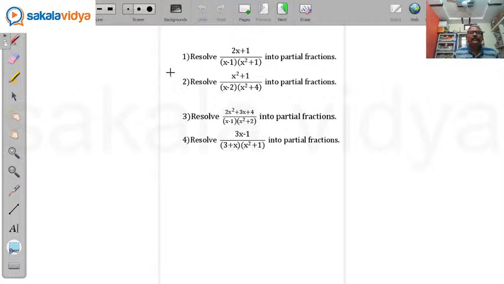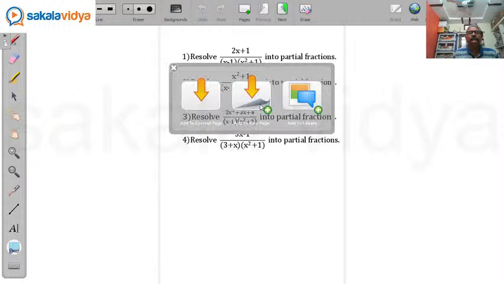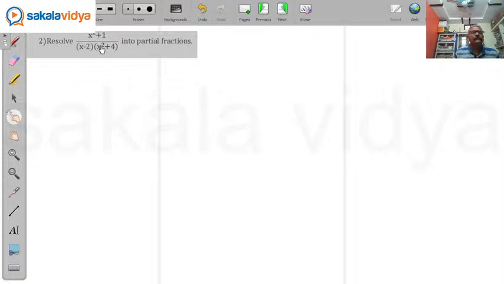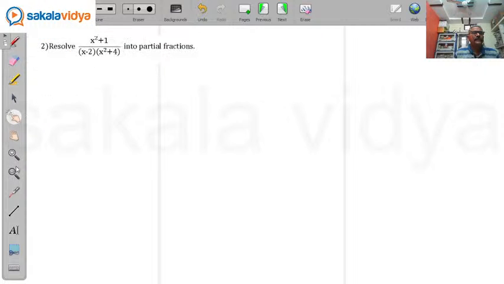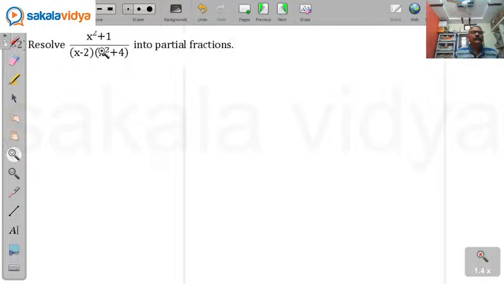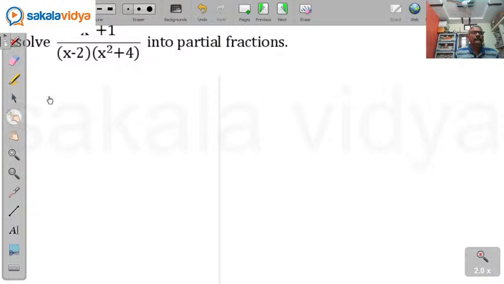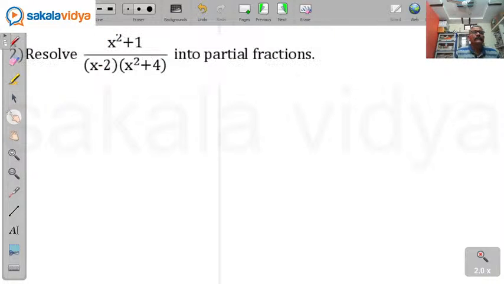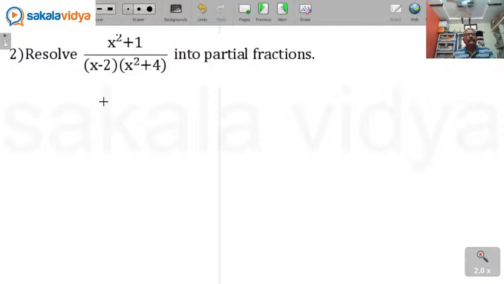Second question. Let us move to the second question. So this is the second question. Just note down the second question now, all of you.